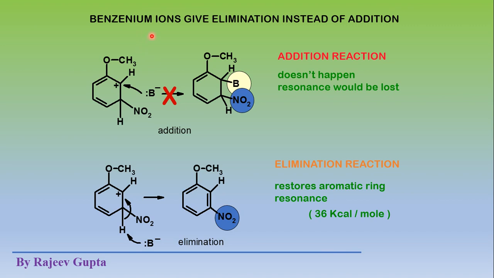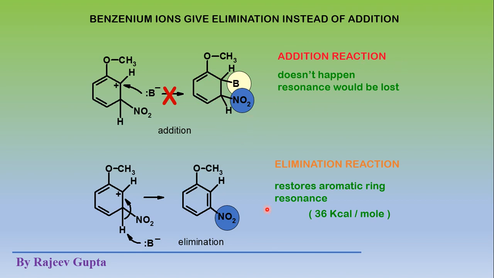Now, the benzenium ion gives elimination instead of addition. See, this is another thing: the nitronium ion adds to this meta site, and if we imagine that the base which captures this hydrogen atom as an H plus ion removes the hydrogen atom at this ortho position, then we get this addition product. This product formation is not favorable because the aromaticity, or resonance, of the product is lost, so addition is not possible.